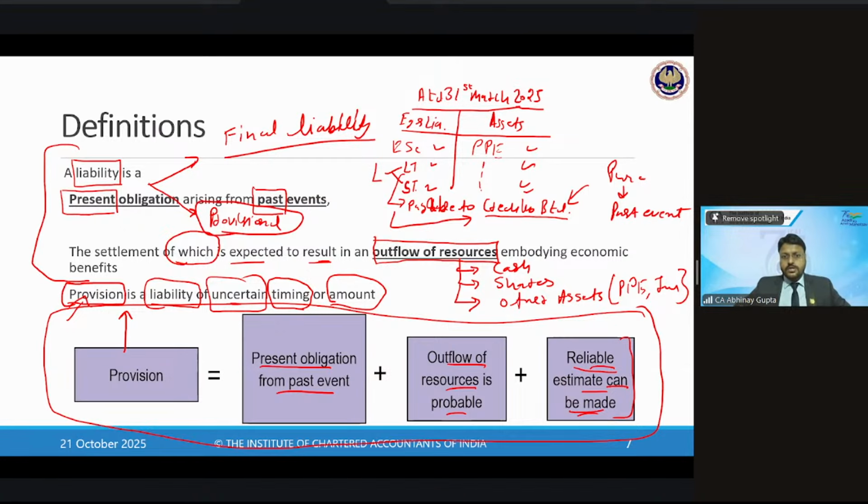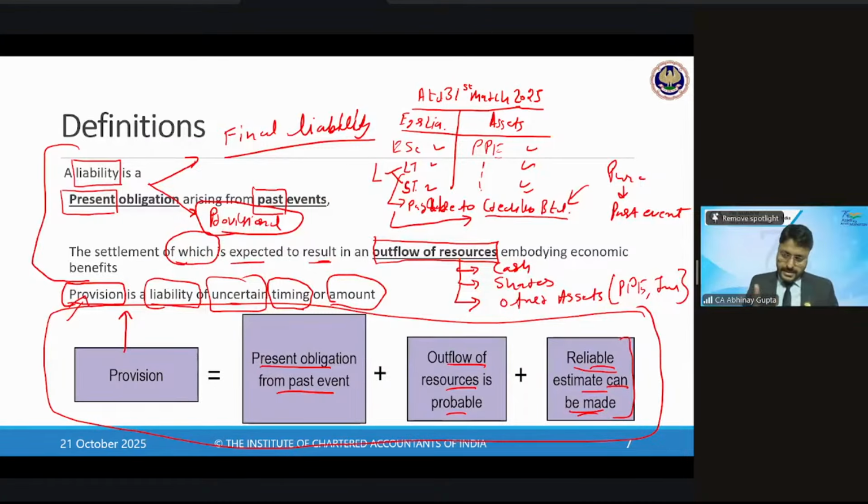Because there are equal chances of losing the case, there is a probability which is likely that the company will lose the case. If the company loses the case, then certainly there will be a settlement payment, yes or no?